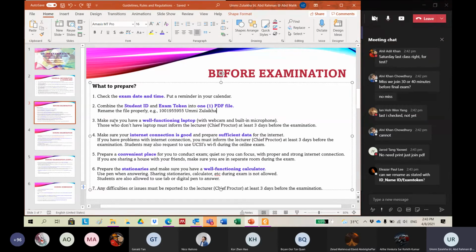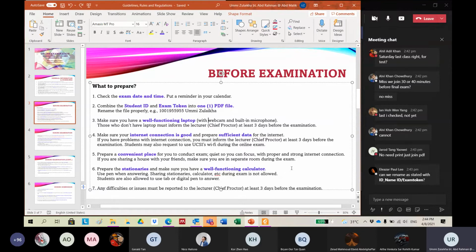Okay. Third one, make sure you have a well-functioning laptop with webcam and built-in microphone. If you don't have a built-in webcam, you can get a separate webcam, like you can plug in. You can get that. Those who don't have a laptop must inform me at least 3 days before the exam. I also have feedback from students. He doesn't have a laptop, but he said that he will borrow from a friend during the exam. So you can do that as well.